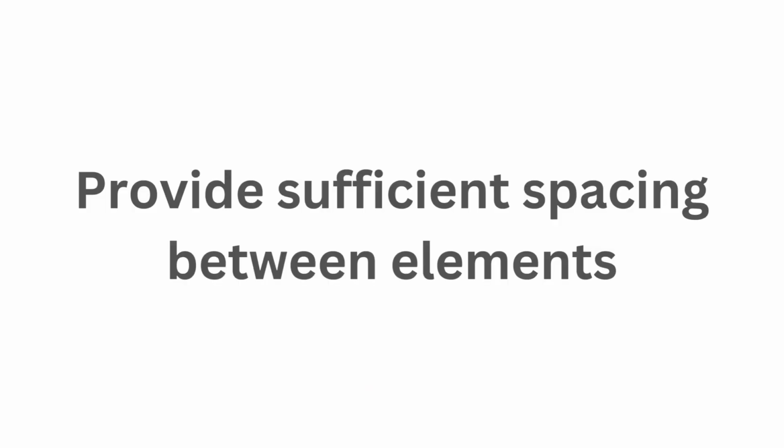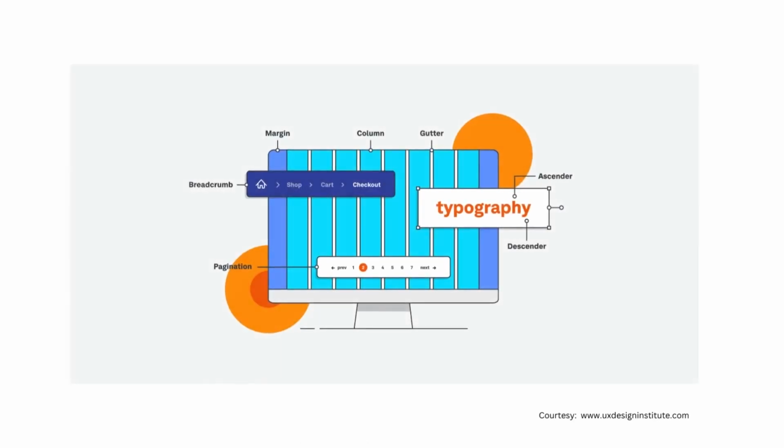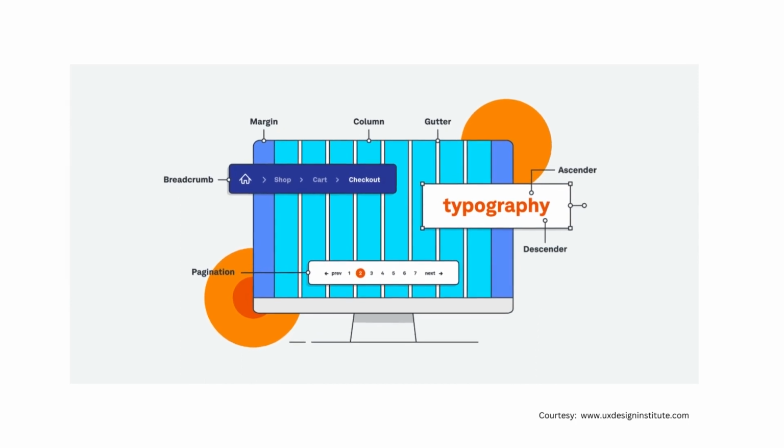Tip number 5. Provide sufficient spacing between elements to make them easier to distinguish and avoid visual clutter. This can be achieved by using appropriate margins, padding, and line spacing.